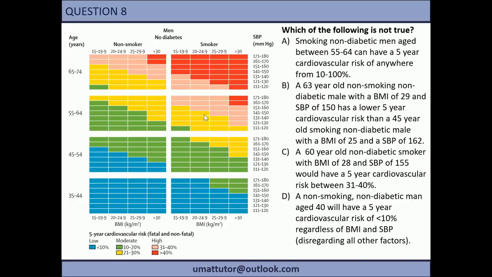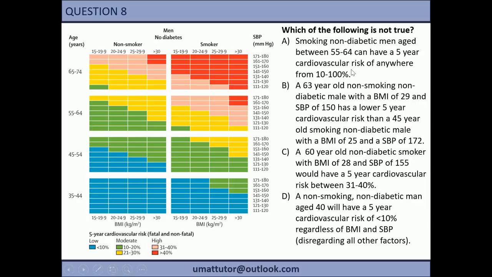To do that, we have to look at the worst case and the best case scenario. So the best case is down here, this green box, which according to the key represents a 10 to 20% cardiovascular risk. The worst case is up the top here, which is red, and red represents over 40%. So in theory, this is correct because at the lowest, you could have a risk of 10%, as shown by the green, and at the highest it could be anywhere over 40, which could include 100. Now in practice it's very unlikely to be 100, but from the table we can only conclude that it's over 40. So that could be 100, and therefore A could be correct. And for that reason, it's not the correct answer, because we're looking for which of the following isn't true.